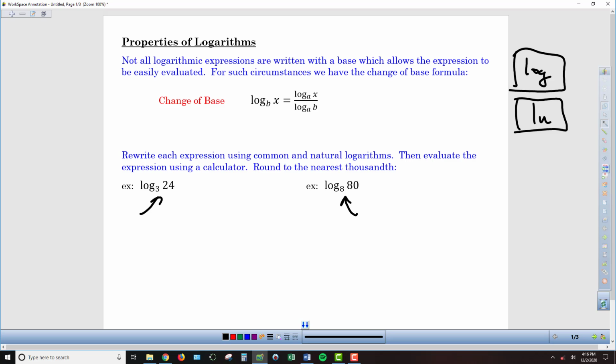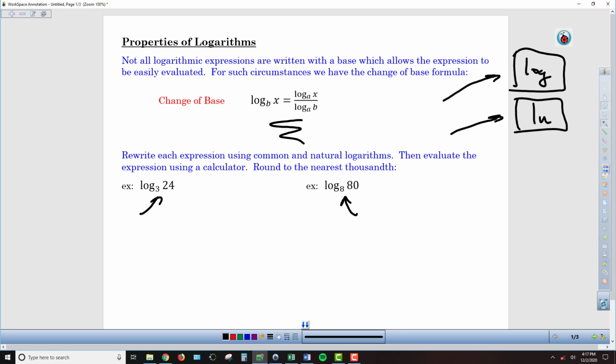And so fortunately we have something called the change of base formula. In that change of base formula we have a mechanism for rewriting a logarithm from one base into a base of any other that we choose. And typically we're going to choose to rewrite it in either base 10 or base e so that we can figure out what that result is using our calculator.